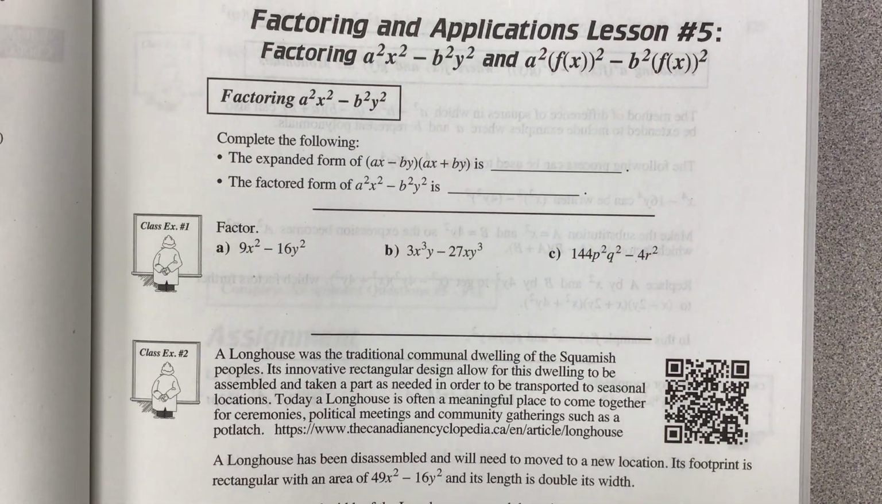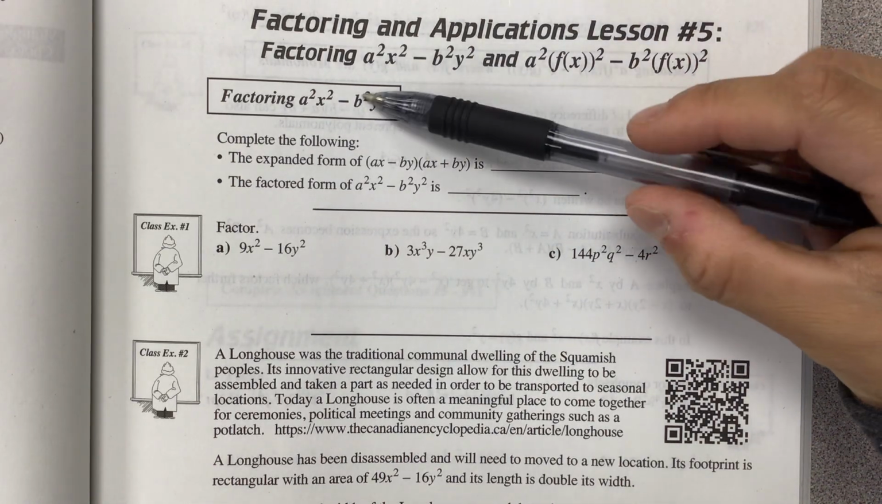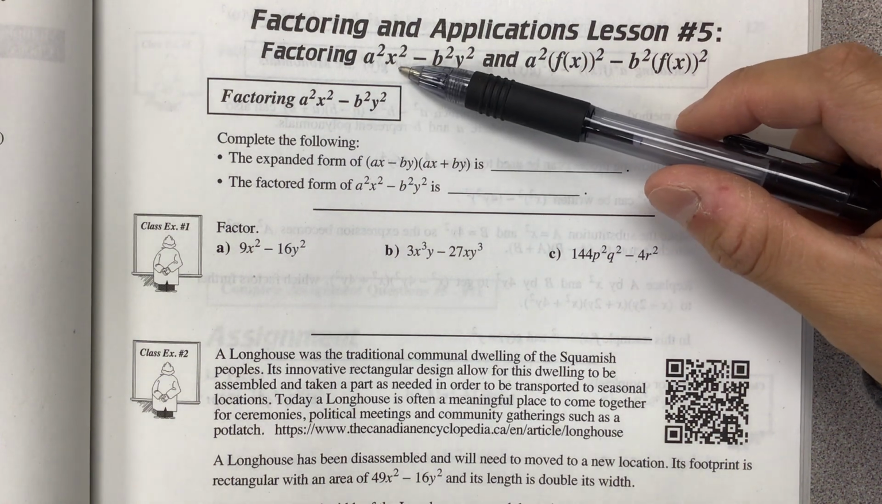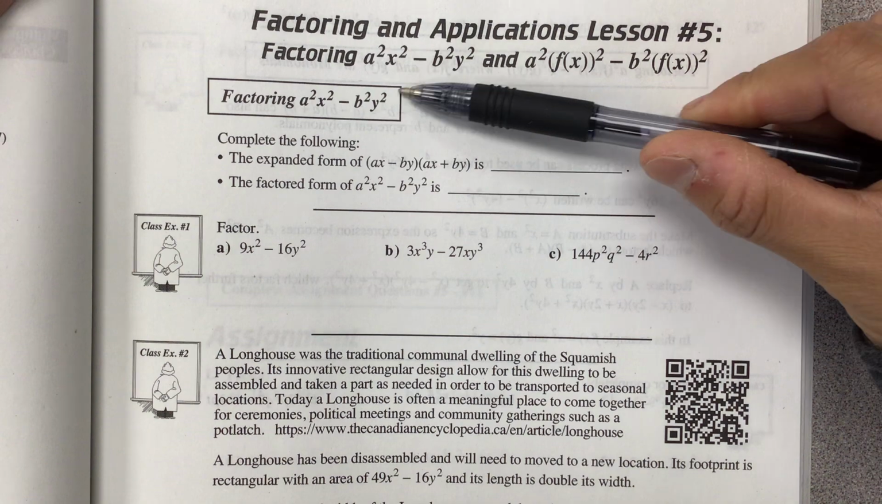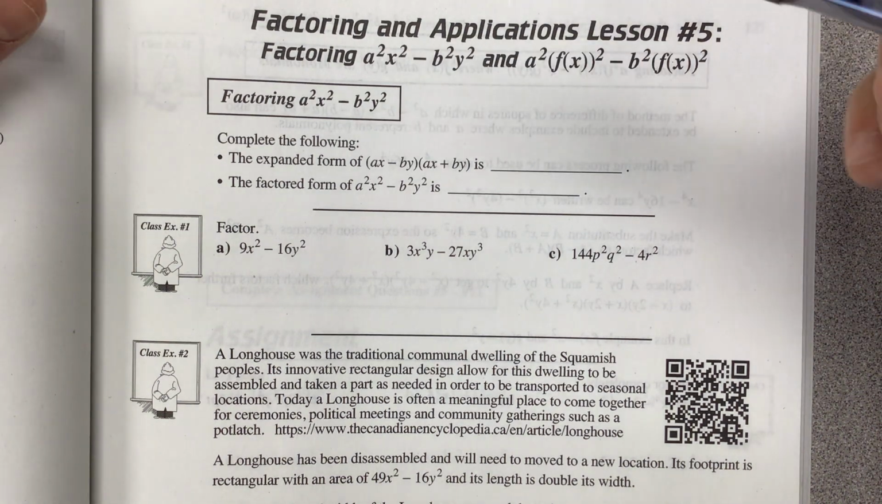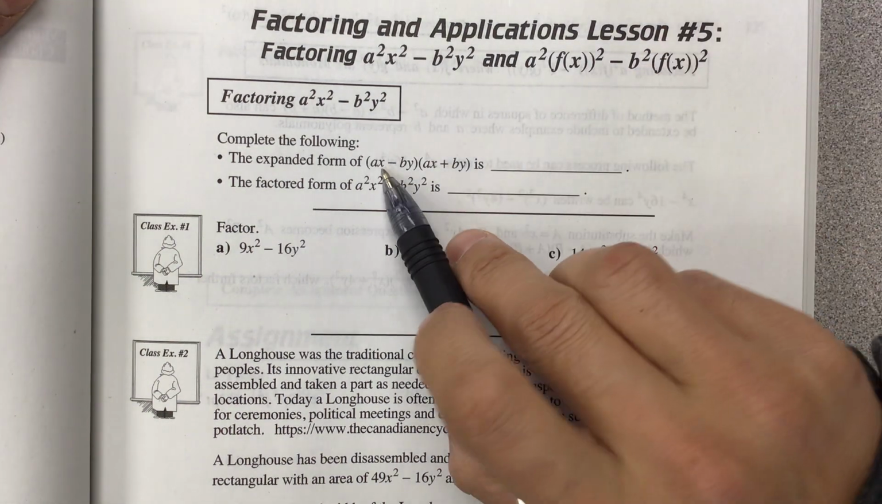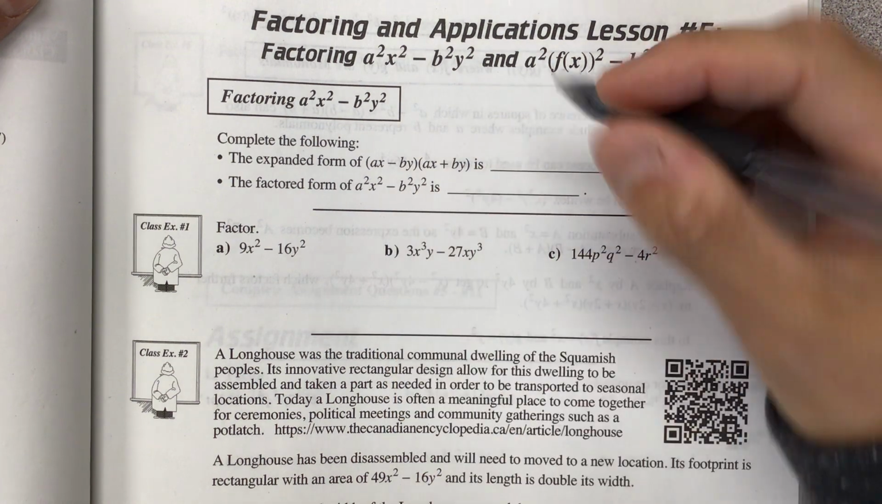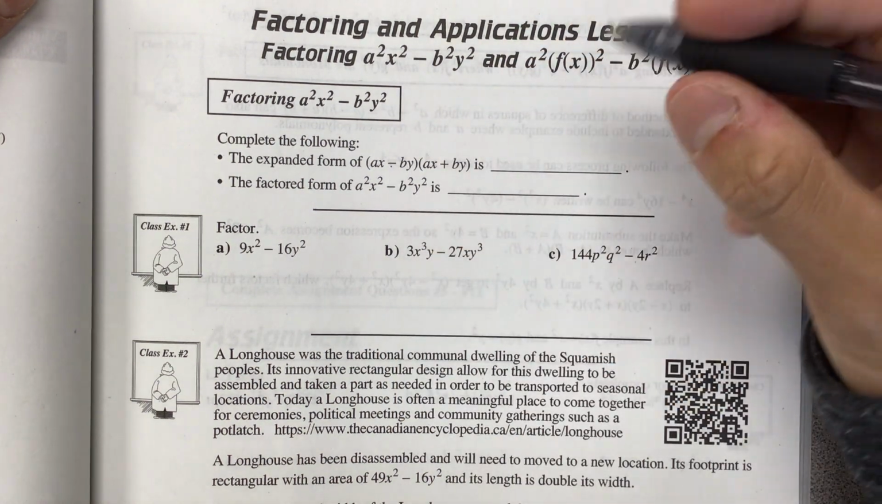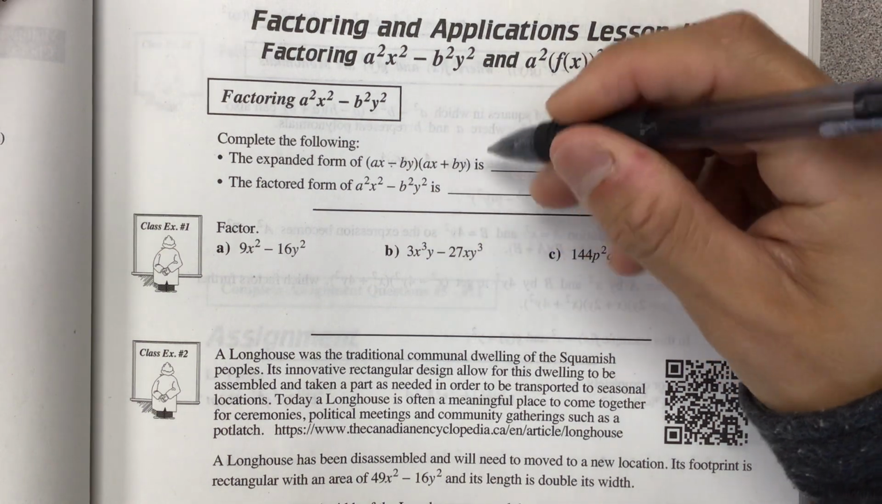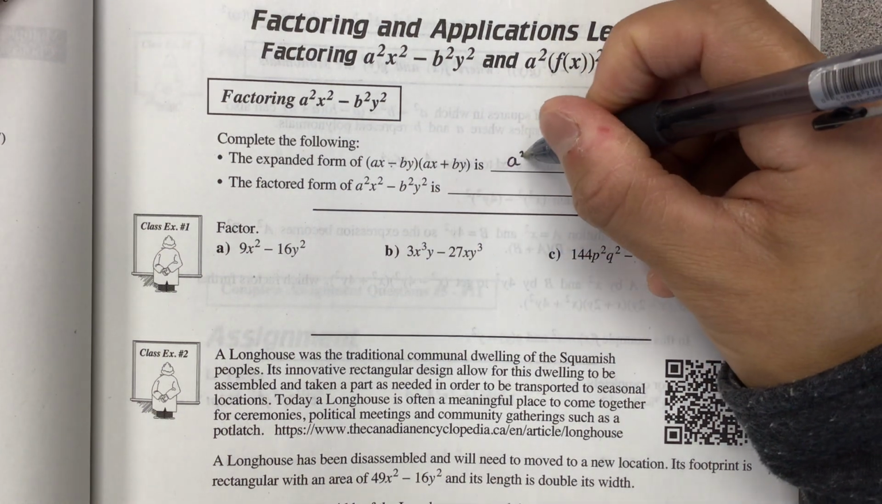Welcome to lesson number 5. We're going to look at factoring binomials in the form of a squared x squared minus b squared y squared. And if you take a close look, this is factoring by difference of squares. So if I have the expanded form of this, because we have a difference and we have the same binomial other than the operation between the two, we will cancel out our middle term.